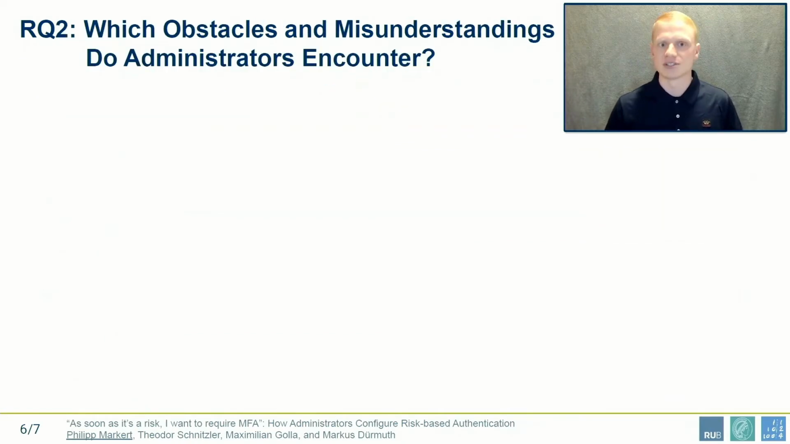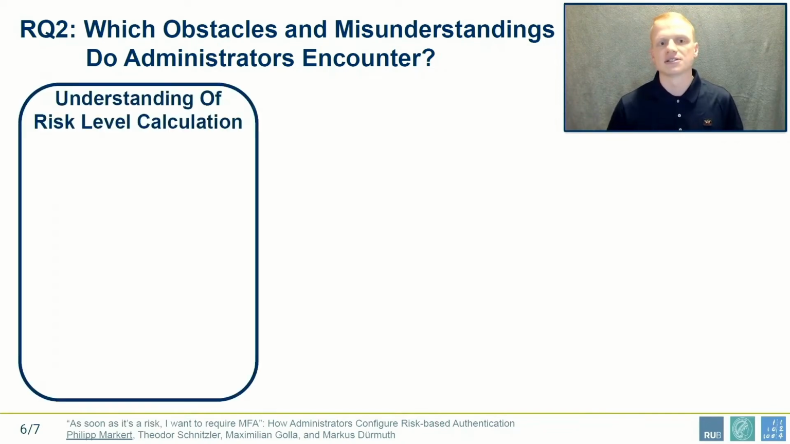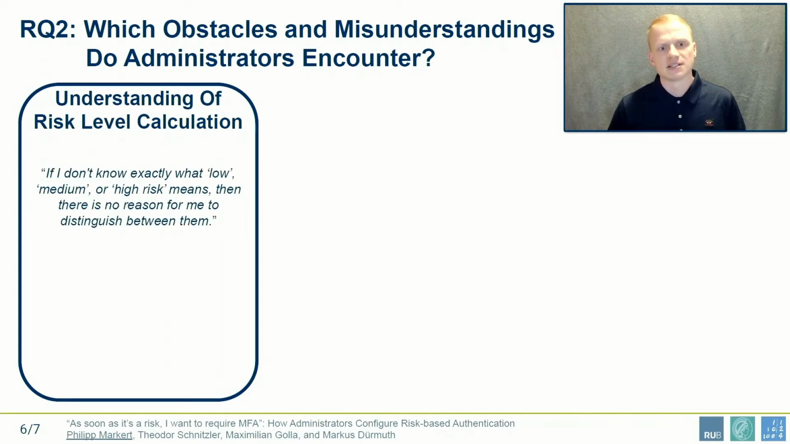Let's go on to the second one, the obstacles and misunderstandings. The first part here deals with the understanding of the risk level calculation, because this is something that the administrators in our study demanded. One participant said, if I don't know exactly what low, medium or high risk means, then there is no reason for me to distinguish between them.